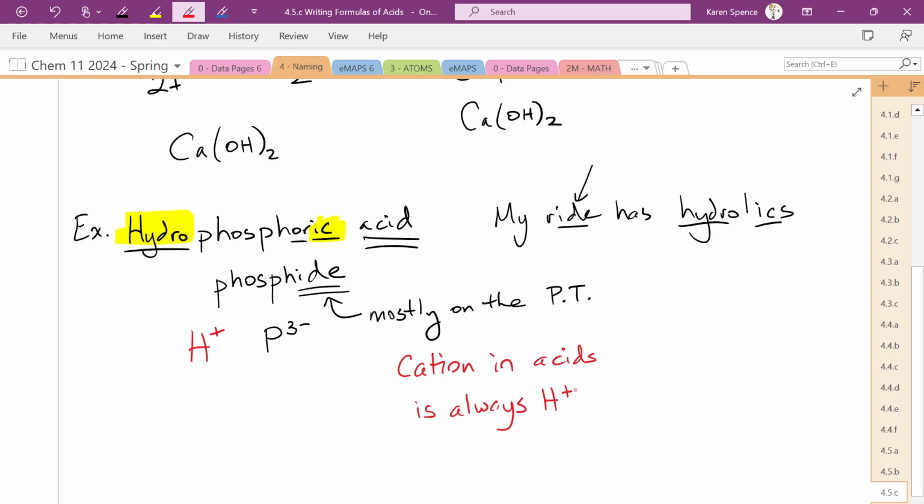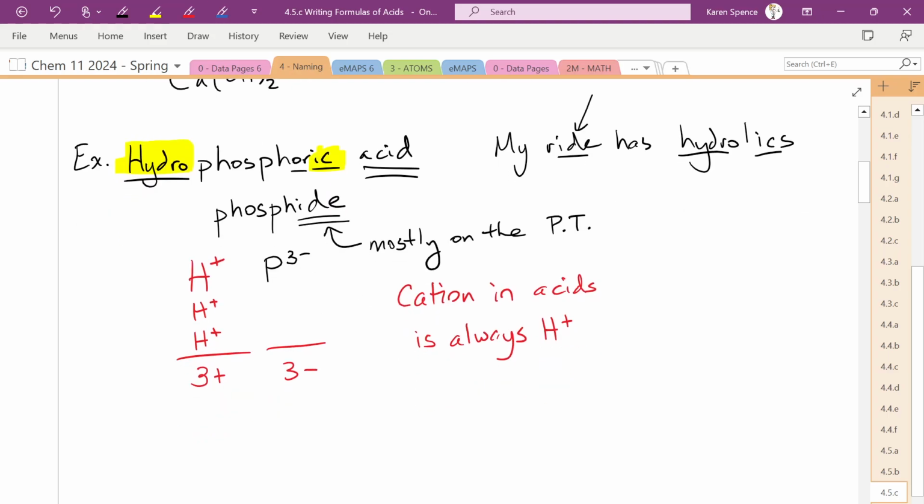So you would just do this like you did an ionic compound. You would say, I have a total of 3 negative. That means I need to have 1, 2, 3 hydrogens to give me 3 positive. So that means I have H3P. If you prefer to crisscross, the 3 will come down here, so we have H3, and the 1 comes down here, but we don't write the 1, so it's H3P. Okay.